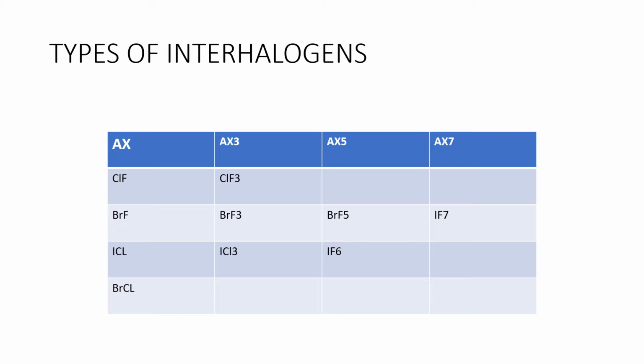Now AX7, where hepta means 7. Only iodine can form an AX7 type interhalogen, that is IF7, iodine heptafluoride. So this is regarding the various types of interhalogens: AX type, AX3, AX5 and AX7.